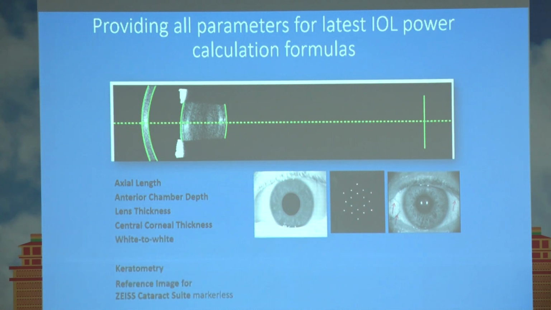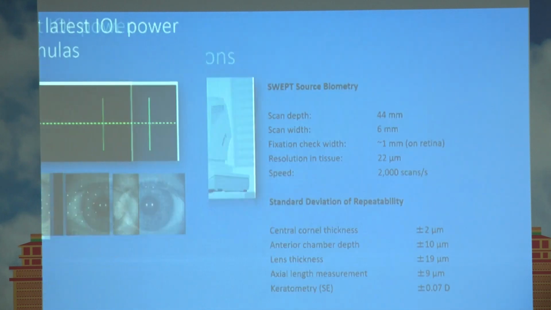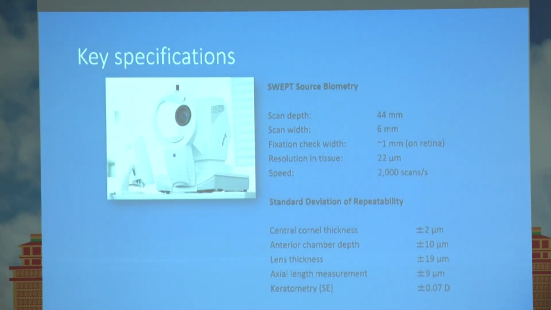It takes into account axial length, anterior chamber depth, lens thickness, central corneal thickness, very important white to white, keratometry, and for someone who has a cataract surgery suite, it can even guide a markerless system with the Callisto. So very important is pupillometry also. It even measures the pupillometry. So this is about the specification.